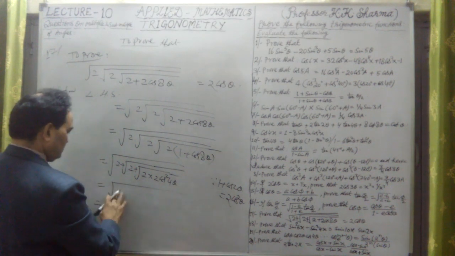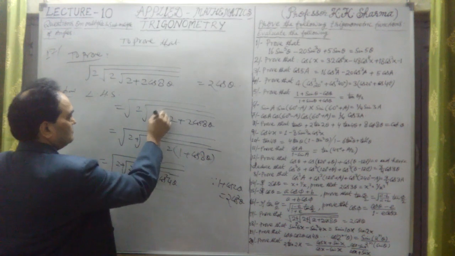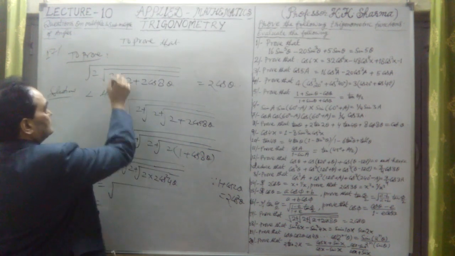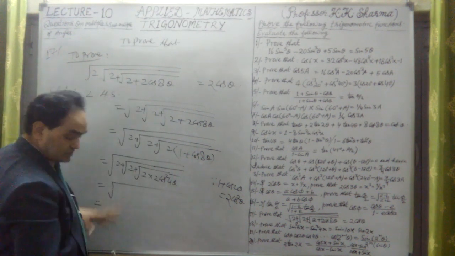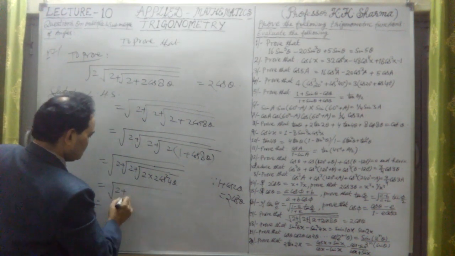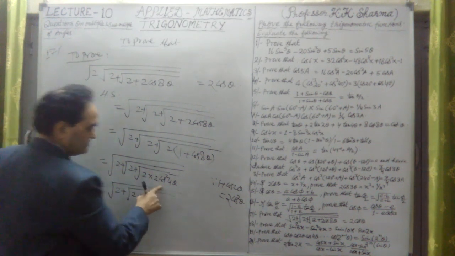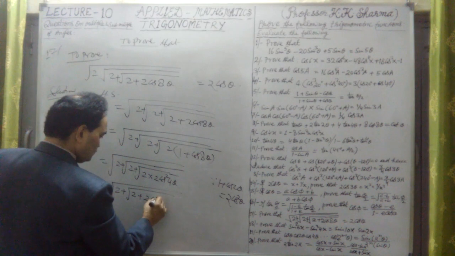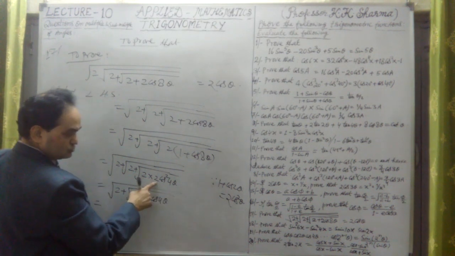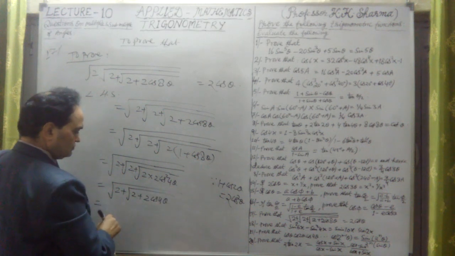So what is the problem here? Sorry, this is a plus sign here. Only then, I think this question was mistaken. It will be root of 2 plus root of 2 plus, now from inside we have got 2 cos 4 theta, because this 2 square cancels out and cos square 4 theta will be cos 4 theta.